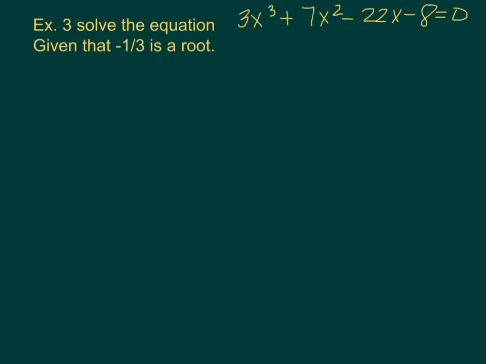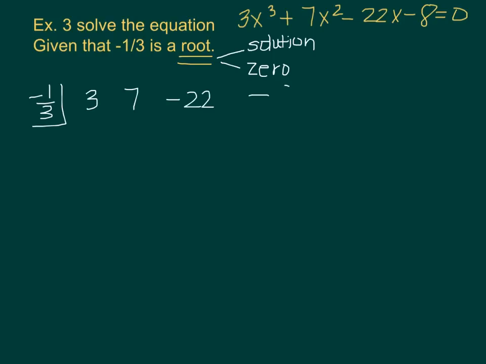Example 3, we're going to solve the equation given that -1/3 is a root. When you see the word root, it means the same thing as solution or zero. So basically what that means is you're going to use -1/3 as your divisor. So just to note, they're not always integers. They could be fractions. I don't have any terms missing, so I'm going to do 3, 7, -22, and -8.